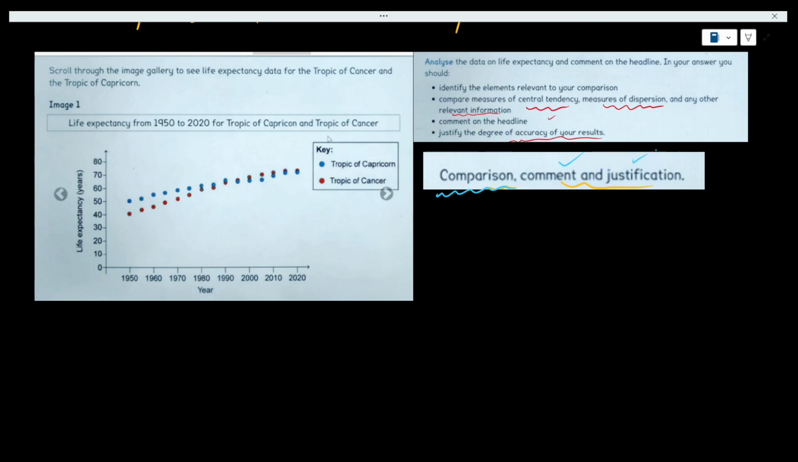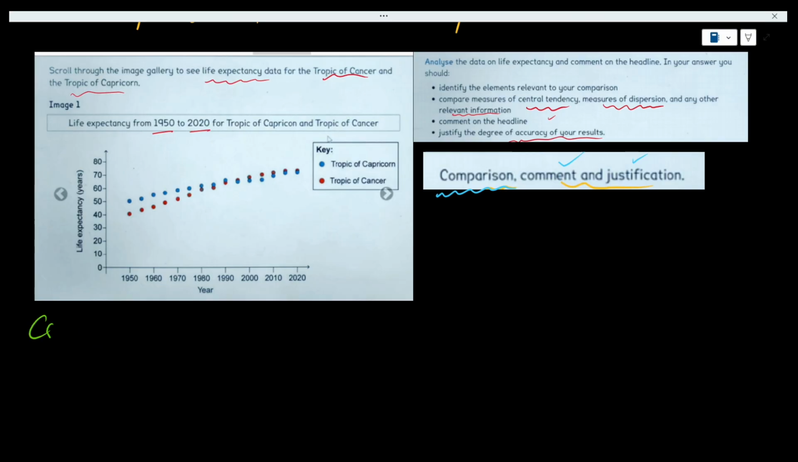How do you comment and justify the headline? What does it say here? Scroll through the image gallery to see the life expectancy data of Tropic of Cancer and Tropic of Capricorn. Now it says life expectancy from 1950 to 2020 of Tropic of Capricorn and Cancer is given here. How are you going to comment and justify the result, when you have shown that life expectancy in Capricorn is higher? How are you going to do it?